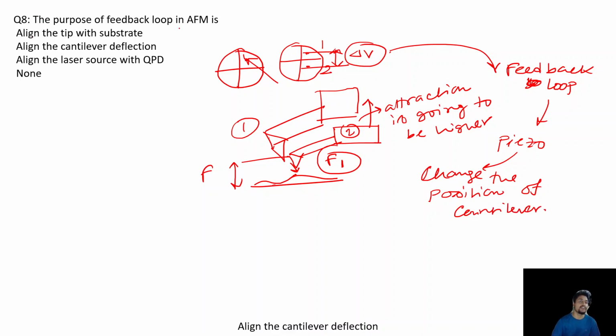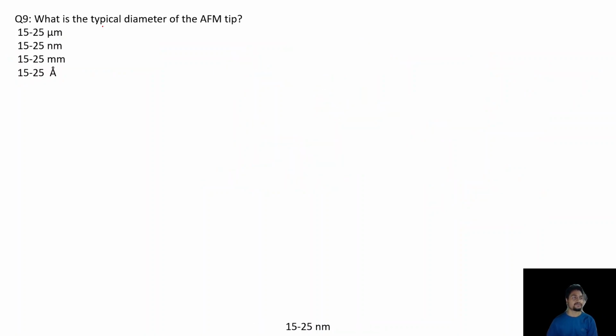So the purpose of the feedback loop in AFM is: align the tip with the substrate, align the cantilever deflection, or align the laser source with the QPD. None of these, because the laser source is aligned by the screw in the laser part, and the detector by the screw in the detector part. As the piezo part is in the cantilever section, it is due to the alignment of the cantilever. That is the answer, right?